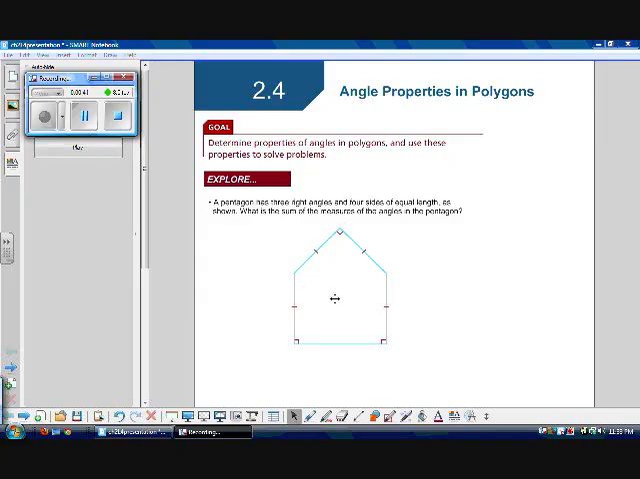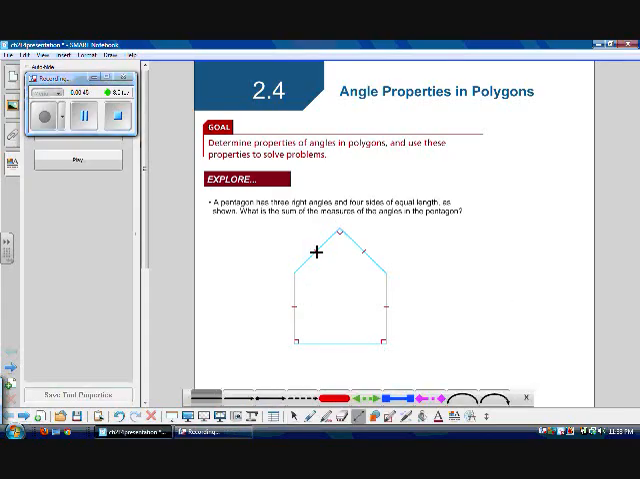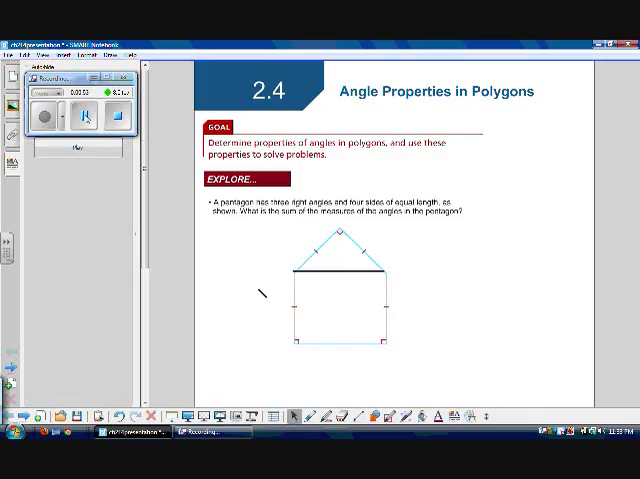I'm going to try to make this problem simpler by cutting my pentagon into 2 different shapes. I'm going to take a line and split it into a triangle and a rectangle. So the sum of my interior angles of my rectangle is 4 times 90 degrees because we have 4 angles and they're all 90 degrees, which gives me 360 degrees.